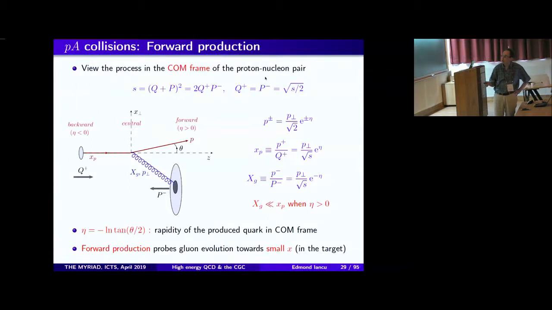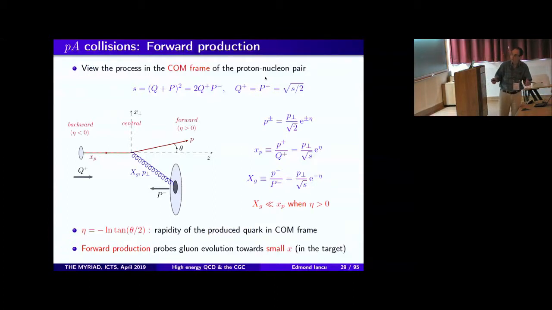It's on shell. Now, knowing the p plus and p minus of the final quark, I can deduce right away the energy fractions, small xp and capital Xg, of the participating partons. Small xp is the p plus of the produced quark divided by the Q plus of the incoming proton. Using Q plus from here and p plus from there, the ratio is p perp divided by square root of S, times e to the plus eta. Similarly, the capital Xg of the gluon from the nucleus is the small p minus of the produced quark divided by the capital P minus of the nucleon. I use small p minus from here, capital P minus from there, and the ratio is the same, p perp divided by square root of S, but now times e to the minus eta.